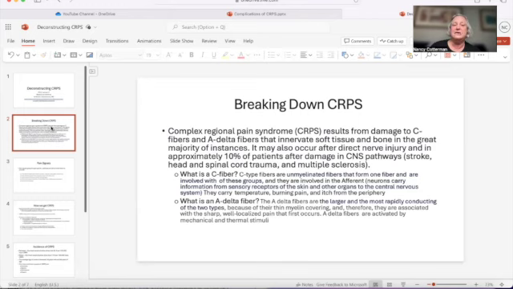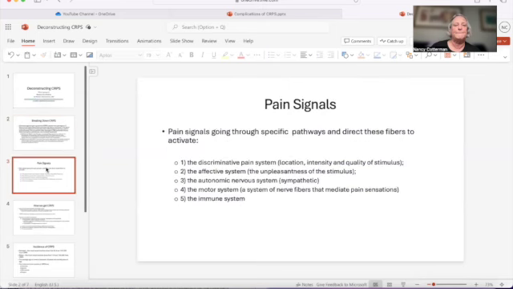And A delta fibers are larger and the most rapidly conducting of the two types. Because they have a thin myelin covering, they are associated with sharp, well-localized pain that first occurs. A delta fibers are activated by chemical and thermal stimuli.